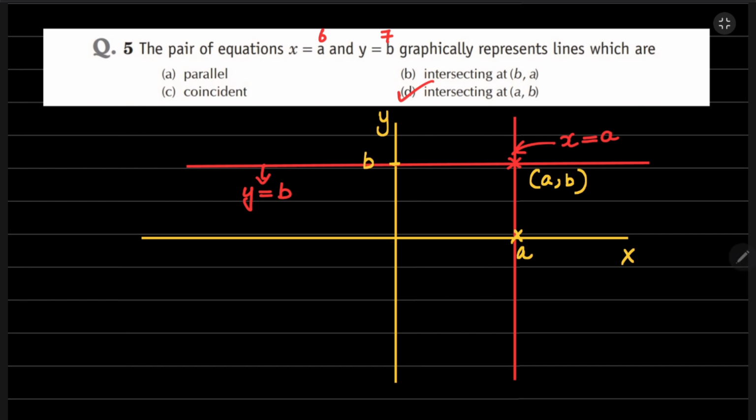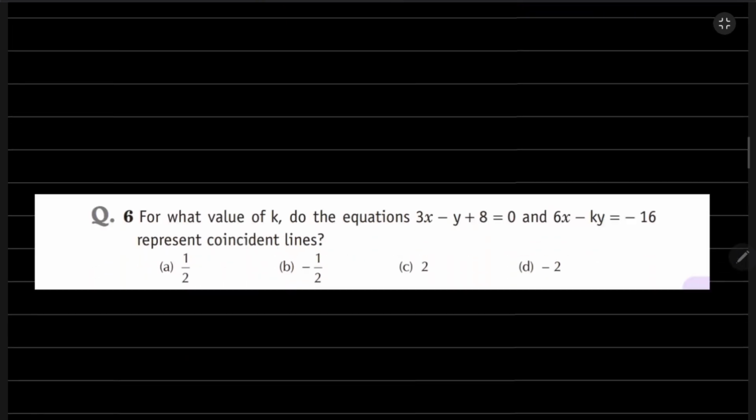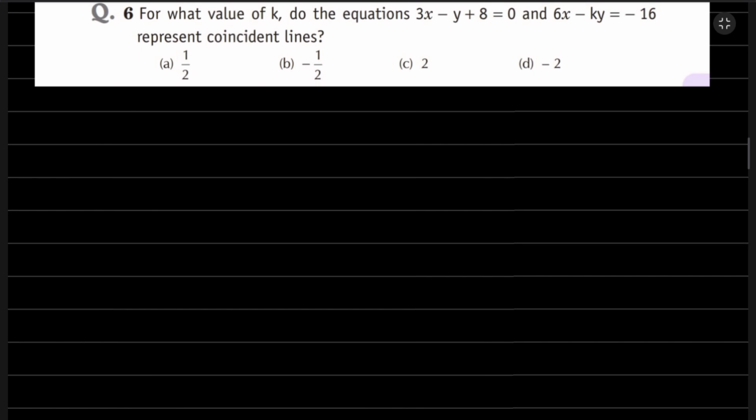I hope you understood. Let's move on to the sixth question. For what value of k do the equations 3x minus y plus 8 equal to 0 and 6x minus ky equal to minus 16 represent coincident lines? So you should know the condition for coincident lines. What is the condition for coincident lines?